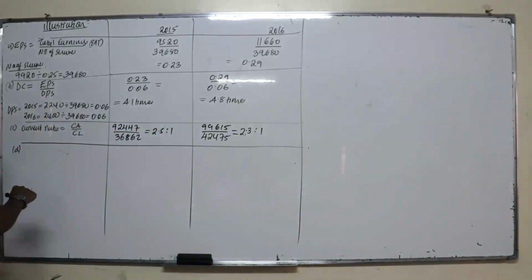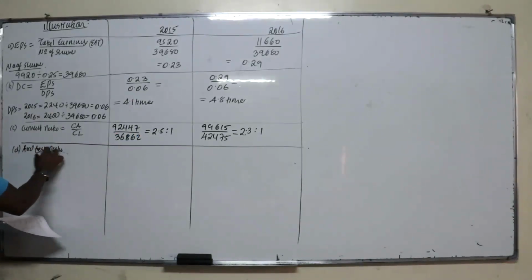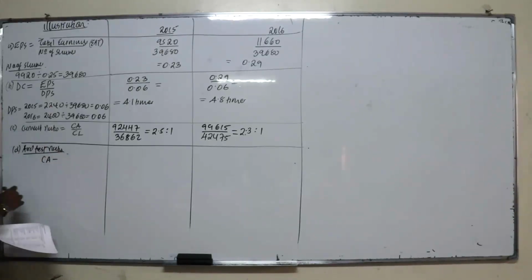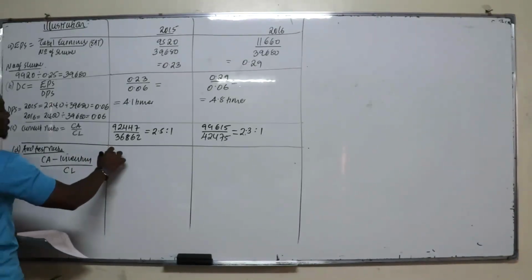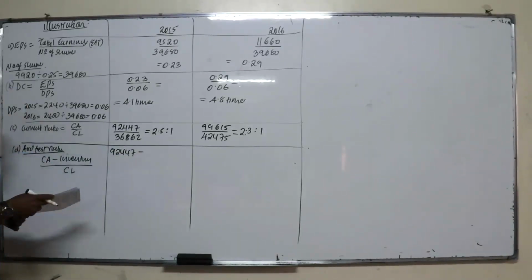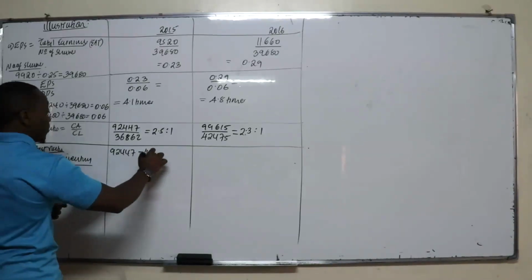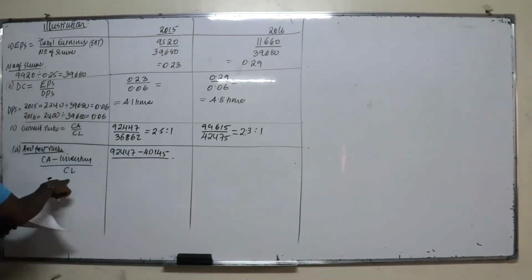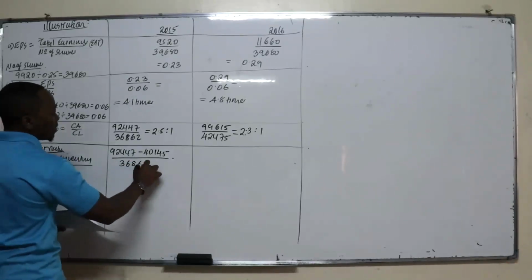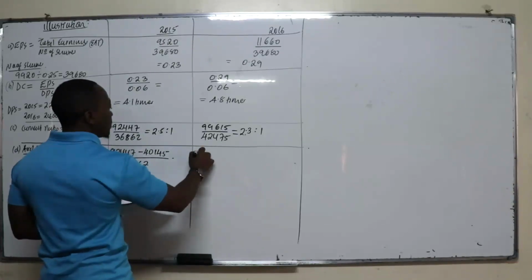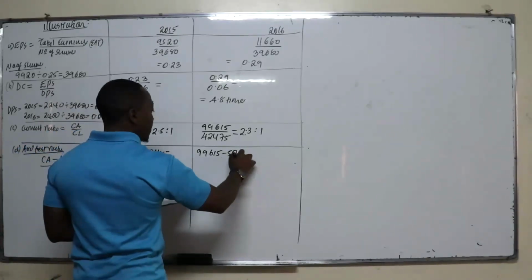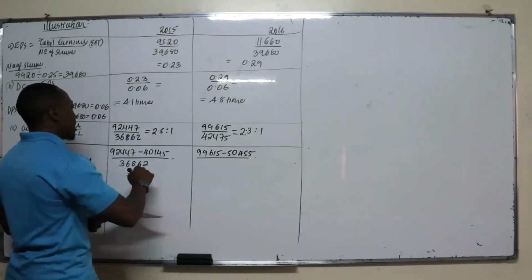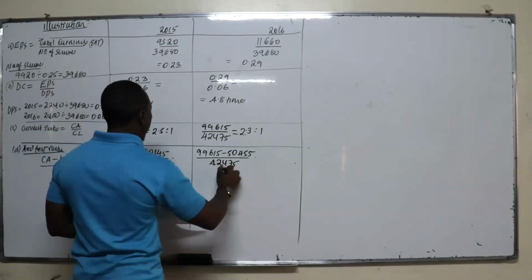And then number D, acid test ratio. Under the acid test ratio, you take the current assets, but you eliminate what? Yeah, you eliminate the stock, then you divide by the current liability. So it will be 92,447, you deduct the value of the inventory, which is 4145, divided by the current liability, which is 36,862. Here I'll take 99,615. You deduct the inventory, which is 50,455. You divide by the current liability, which is 42,475.